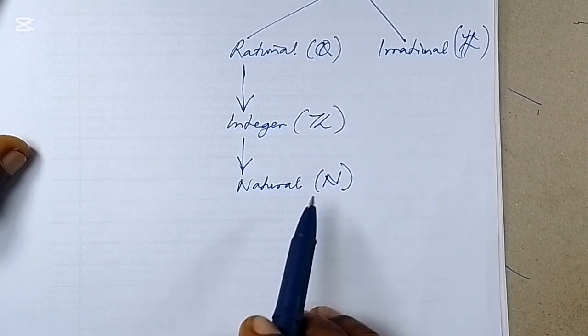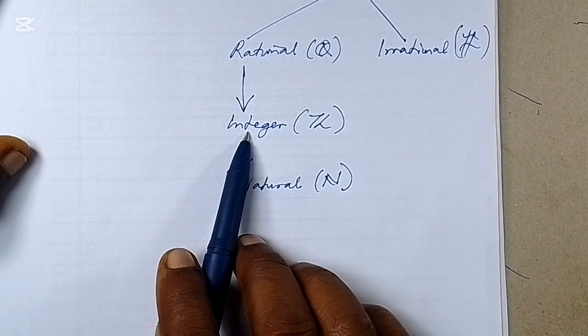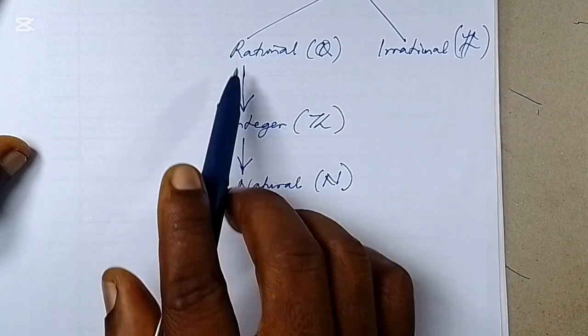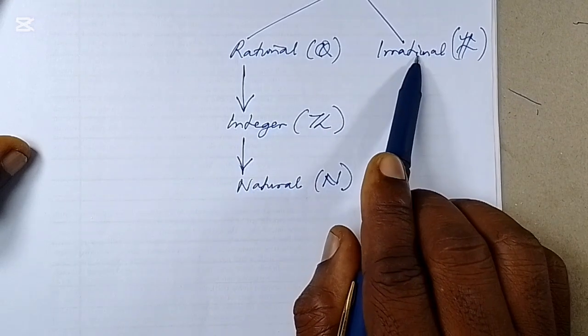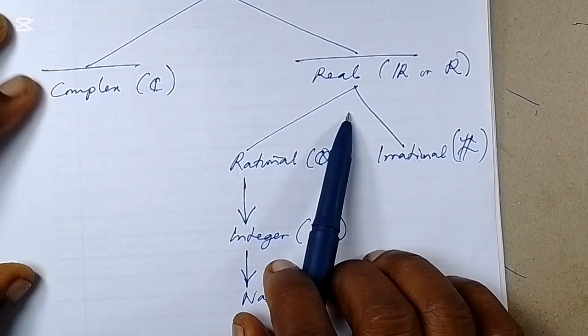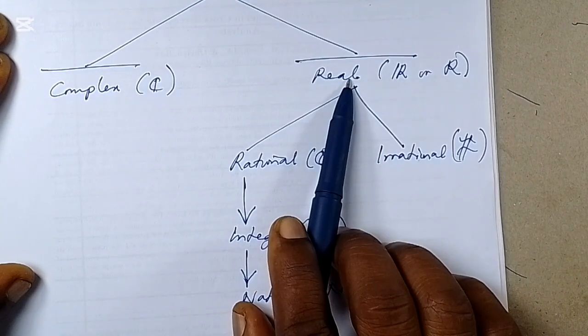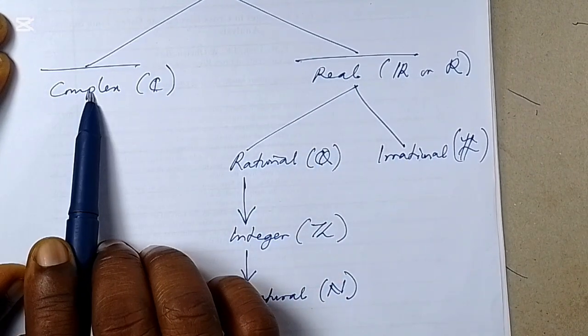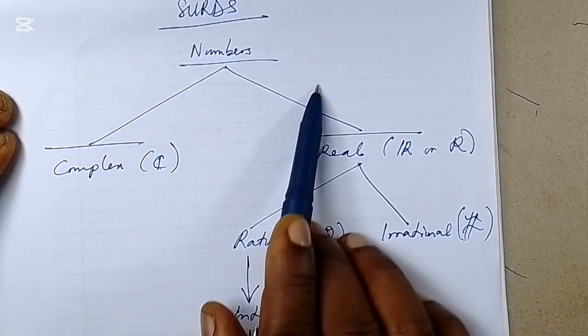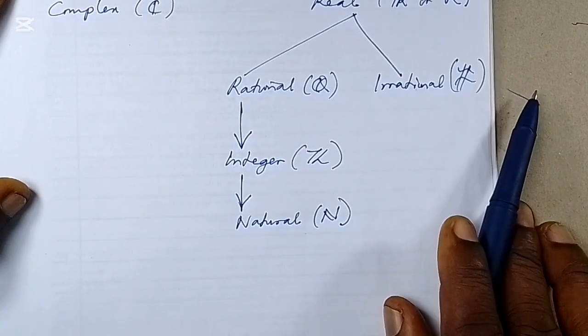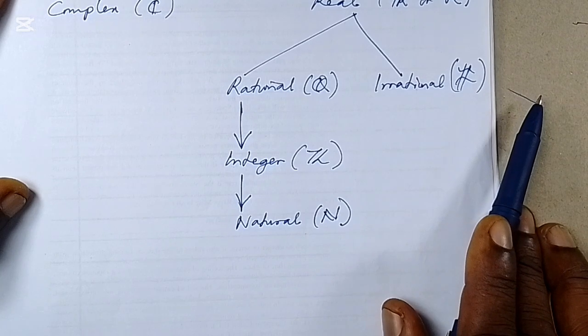Natural number systems fall under the integer number system. The integer number system falls under the rational number system, and the rational number system together with the irrational number system makes what we call the real number system. The real number system united with the complex number system makes what we call number systems altogether.